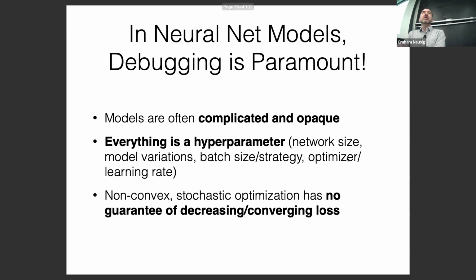And finally, unlike more traditional machine learning methods like logistic regression or support vector machines that you might have studied in your machine learning class, stochastic optimization has no guarantees about convergence. Your loss might go down, then it might go up, and there might be absolutely nothing wrong with your training, or it might be a serious problem. So that's another issue you need to deal with.